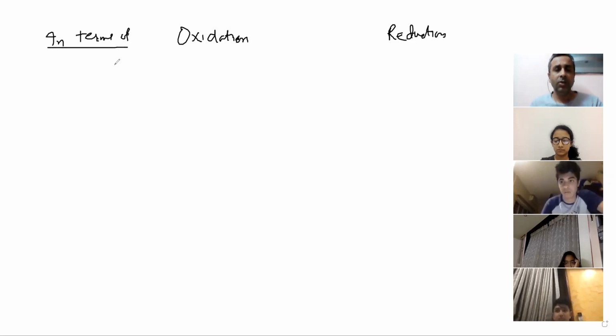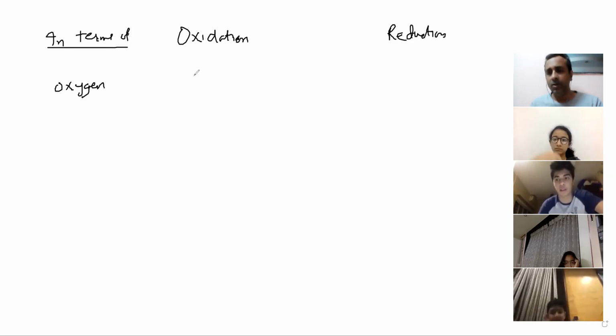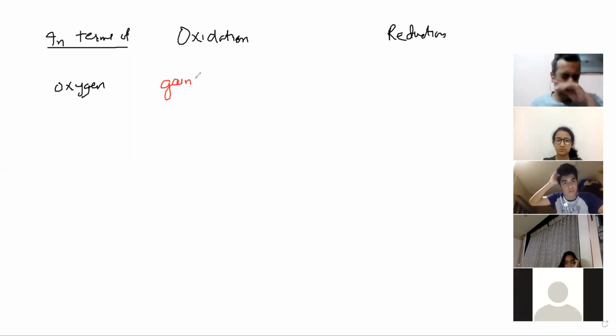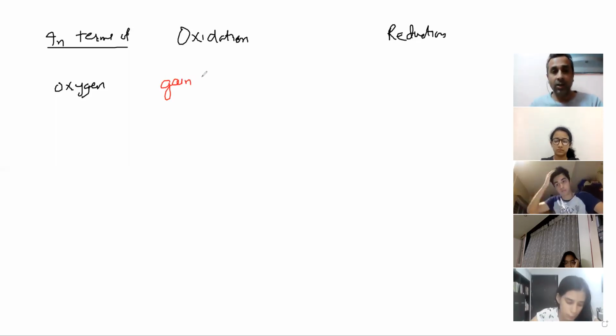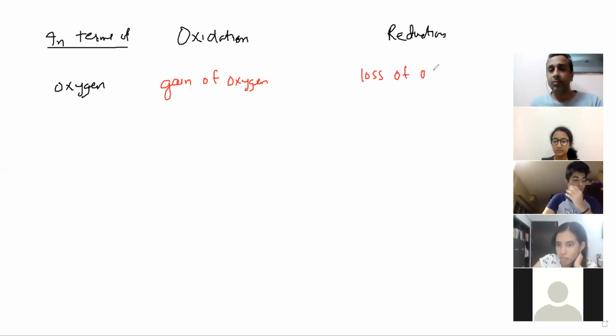First, we learned in terms of oxygen. In terms of oxygen, how is oxidation defined? There's gain of oxygen as oxidation. Any substance that gains oxygen, we say it has got oxidized. So oxidation is gain of oxygen. So reduction will be what? Loss of oxygen. Whenever any oxide loses oxygen, we call this reduction.